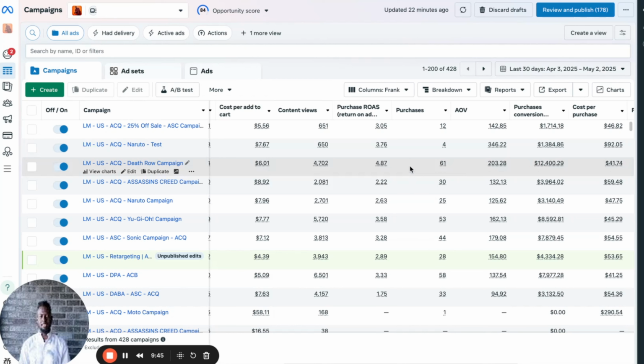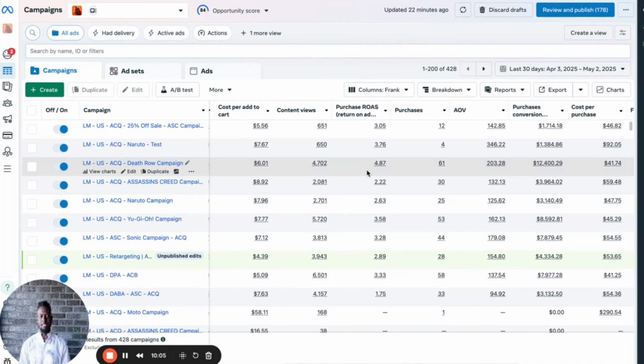So in this small time frame that we launched that campaign, I think it was within a week, we had 61 purchases from that, at $12,400 in revenue generated from that, at $41.74 cost per purchase. How much did we spend on that specific campaign? I mean, just look at the efficiency. The efficiency was a 4.87. This was very successful, 4.87.